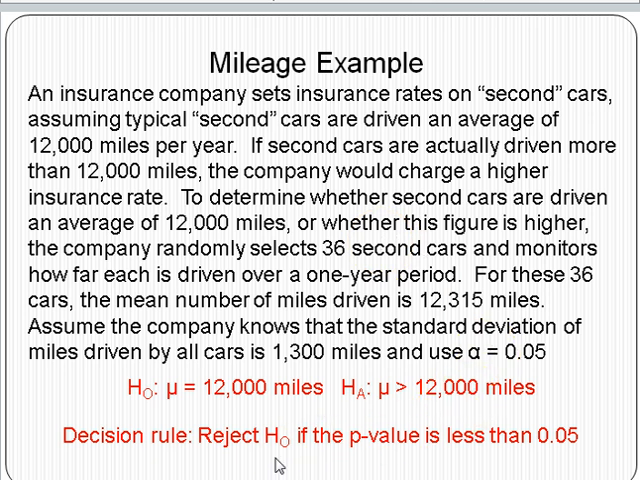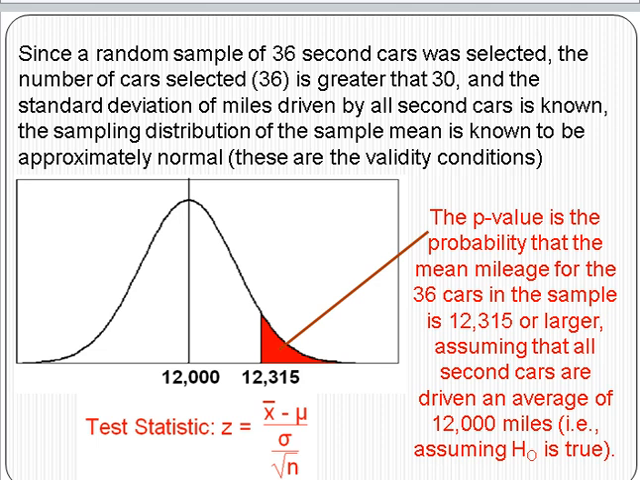The decision rule, which is going to be the same for essentially all hypothesis tests: we're going to reject H0, accept HA, if the p-value is less than our level of significance, which is 0.05. Since the random sample of 36 cars was selected, the number of cars selected is greater than 30, and the standard deviation of miles driven by all second cars is known, the sampling distribution of the mean is known to be approximately normal. In other words, the validity conditions are met. In every test, you need to state or at least address the validity conditions to determine that you can actually conduct the test.